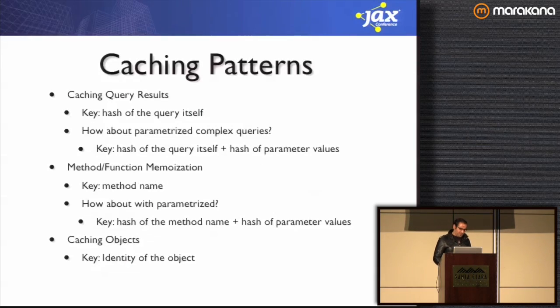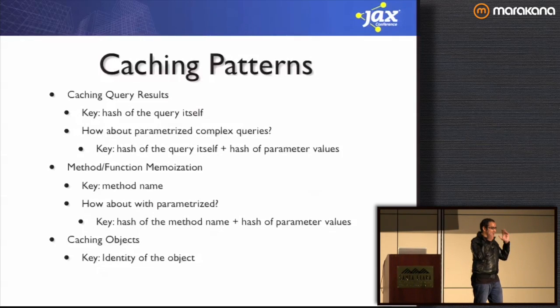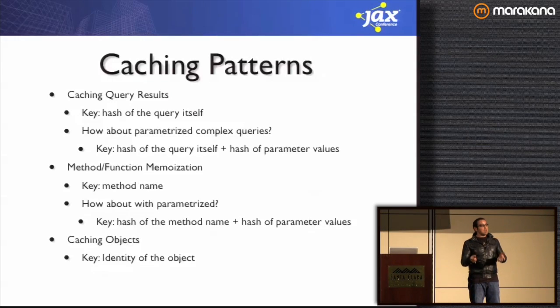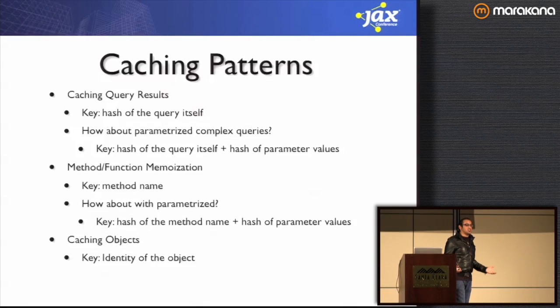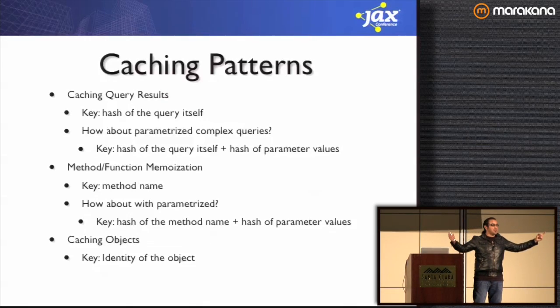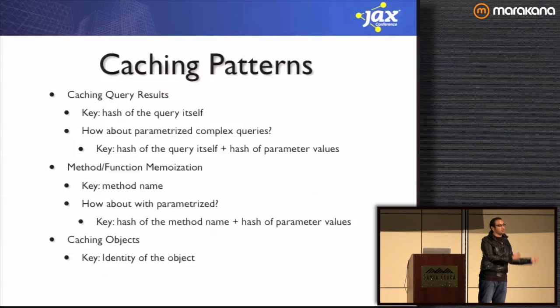So in caching, there are certain patterns that you might want to be aware of. The first one is caching query results. When you have a frequent query that you hit the database with, select everything from table A, for example, with a limit of 10 rows, the way you would cache this is you take the query itself, you hash it, and then you use that as the key. So the next time somebody comes with a query, you take that hash and look it up in the cache and then you return the result.